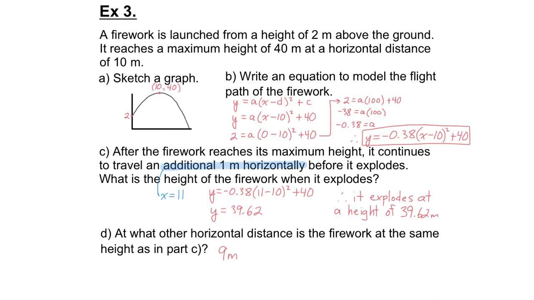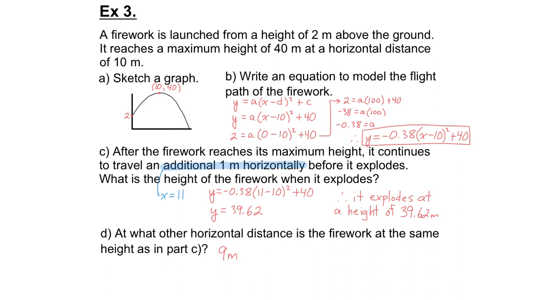Here's my answers. We know the launch height, that's the y-intercept. We know the maximum height and when it happened. At a distance of 10 meters, it was 40 meters high. So we can make a sketch of the graph. Write an equation to model the flight path of the firework.